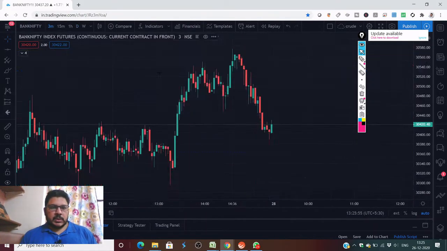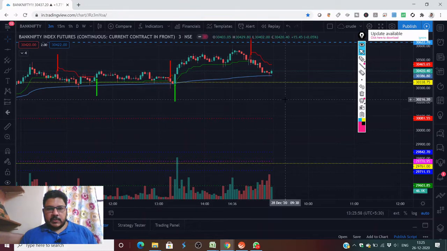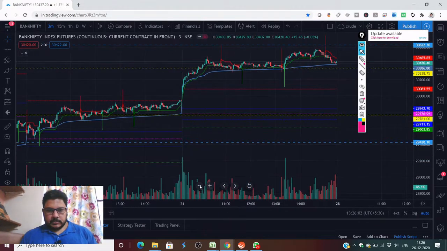So let's see this on a 3-minute time frame. On a 3-minute time frame, the market opened gap up above VWAP, started moving up, broke the super trend here, touched VWAP again, and then touched VWAP again. So what do you notice?